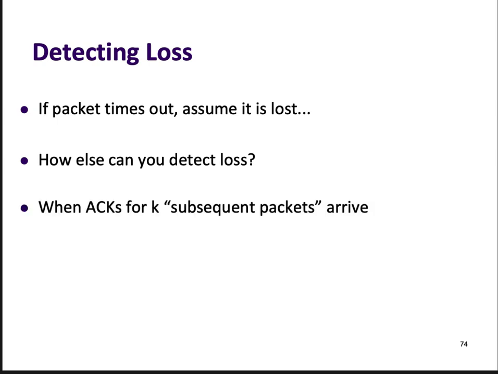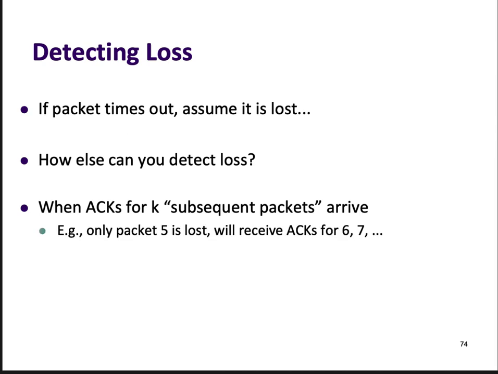Okay, so a reasonable rule is to say, I'm going to look when I receive k subsequent ACKs after the packet I was expecting. So I was expecting a particular packet's ACK, and if I didn't get it, but I got k subsequent ACKs for other packets, then maybe I can decide that that packet is actually lost.